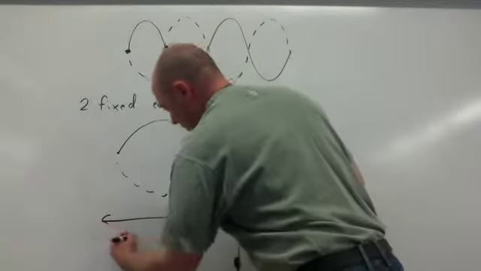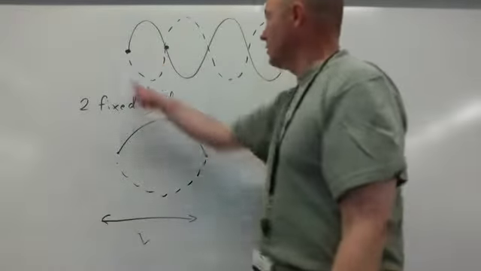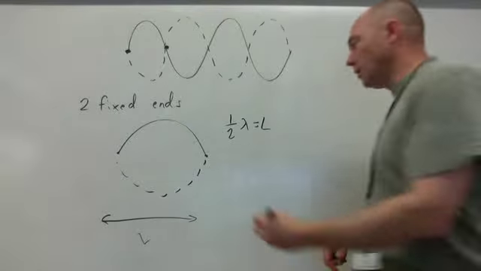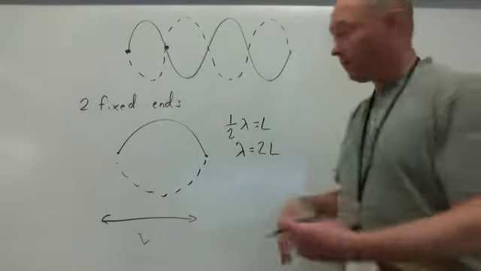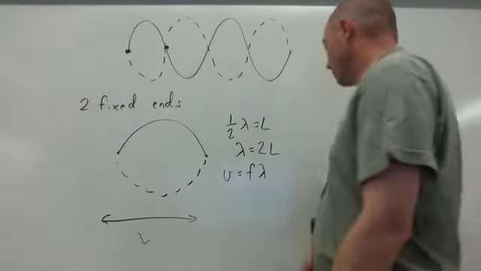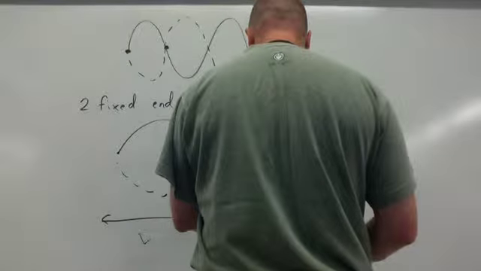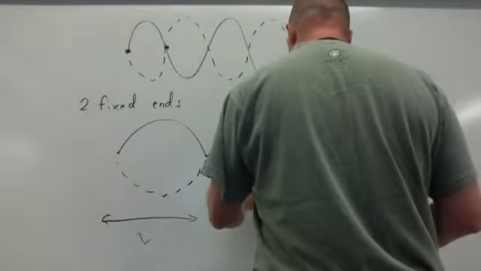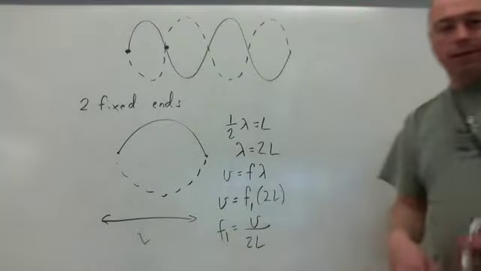If I call this distance L, how many wavelengths would I have from there to there? That's a half a wavelength. So half a wavelength equals L, and then my wavelength would be equal to 2L. Then I could solve for stuff. If I wanted to do v equals f lambda, remember v is constant. So with lambda equal to 2L, I would end up with v equals, and this would be the natural frequency, sometimes called f0, sometimes f1, but I'll call it f1, times 2L. So I get f1 equals v over 2L. I'm just doing some algebra here.